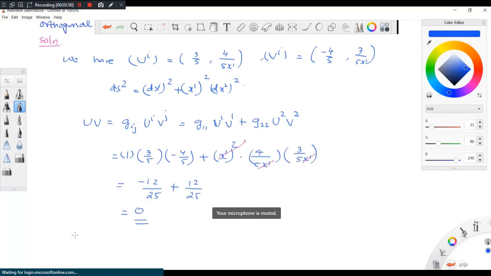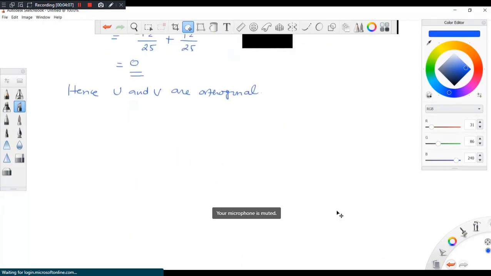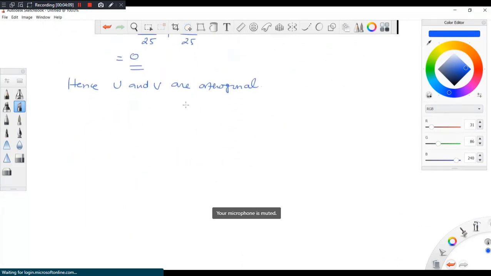Hence, U and V are orthogonal. Okay, they are orthogonal. What you remember is which space you are talking about. That is important. So the metric coefficients are important here.